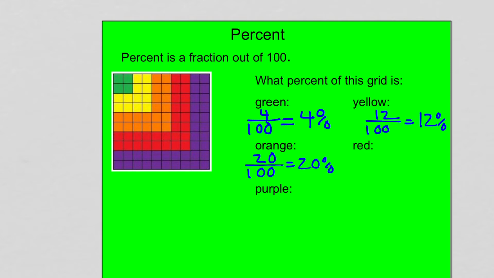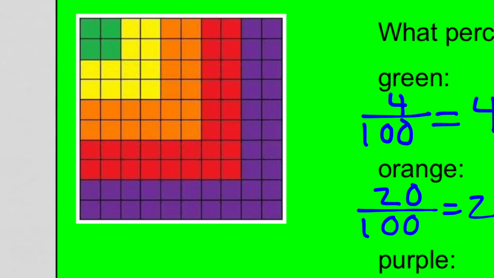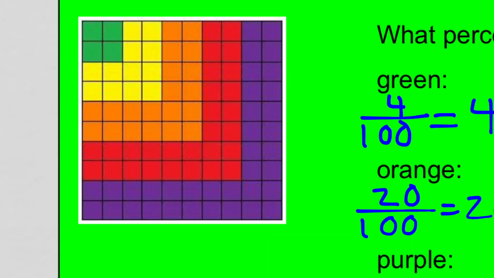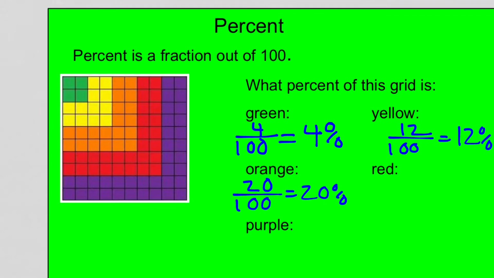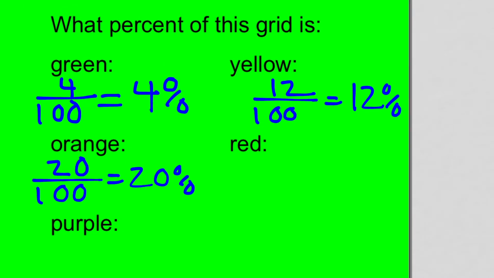Okay, now what percent of this grid is red? Well, I've got 1, 2, 3, and so on, up to 28. 28 out of 100 are red, or 28%.